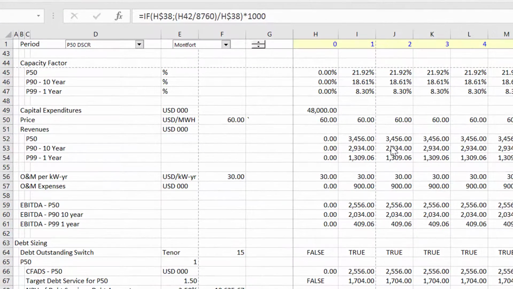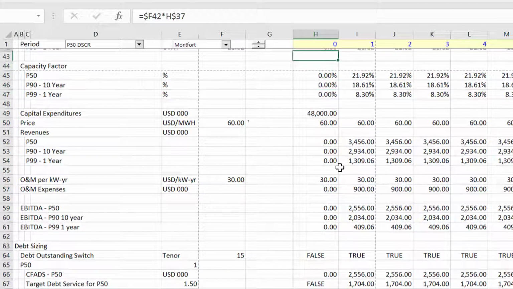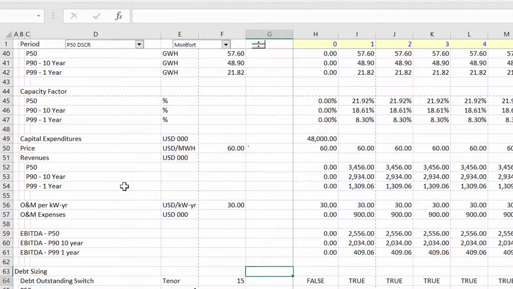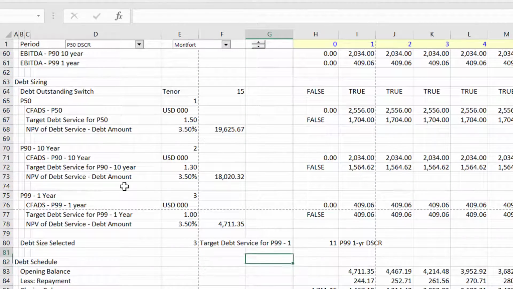Hello. So finally, let's get done with this analysis, okay? And I've finished it, so I'm not going to take you through the Excel equations. I'm just going to show you how it works, okay? So where we left off, we had figured out the debt size.